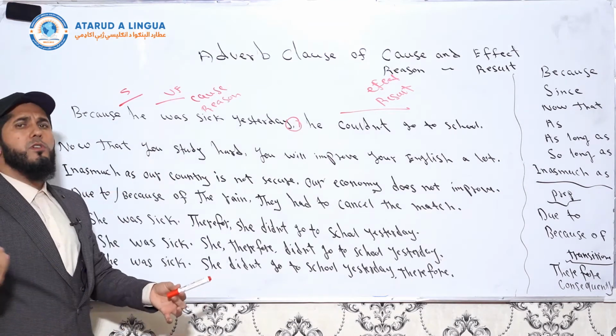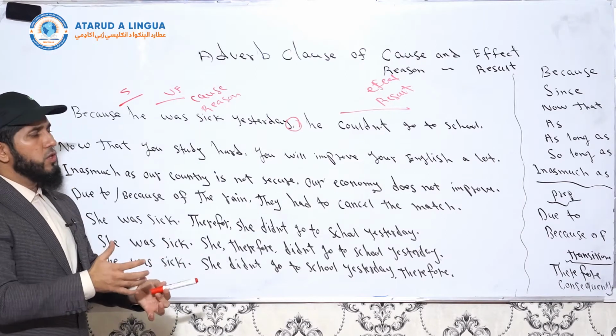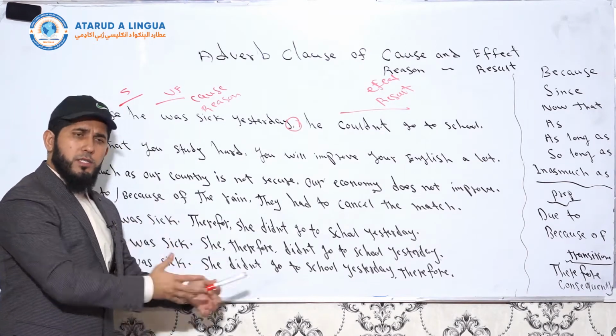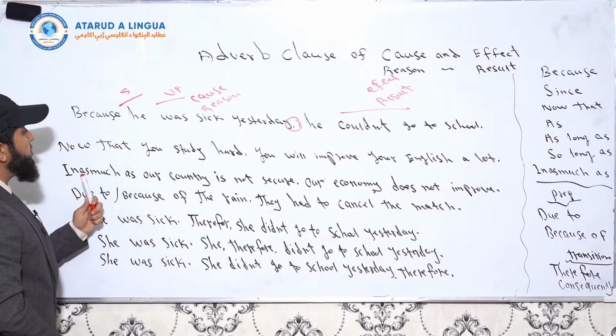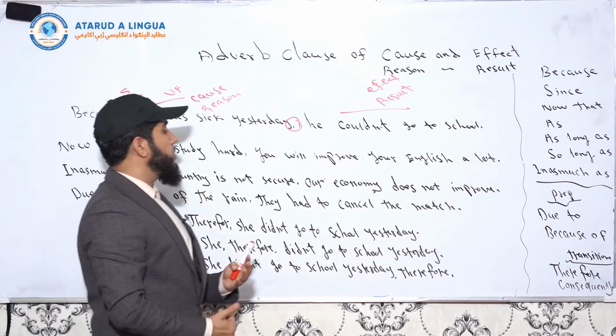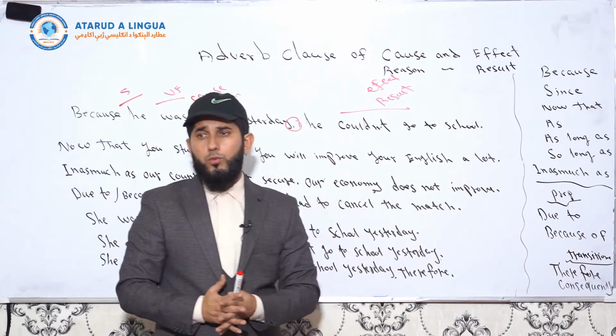Because all of these words mean because, okay? All of these words are used to show cause and effect or reason and result. Understood? Okay, in as much as our country is not secure, our economy does not improve.